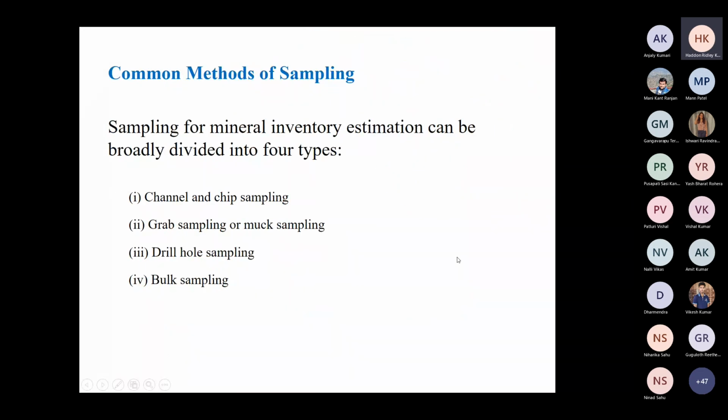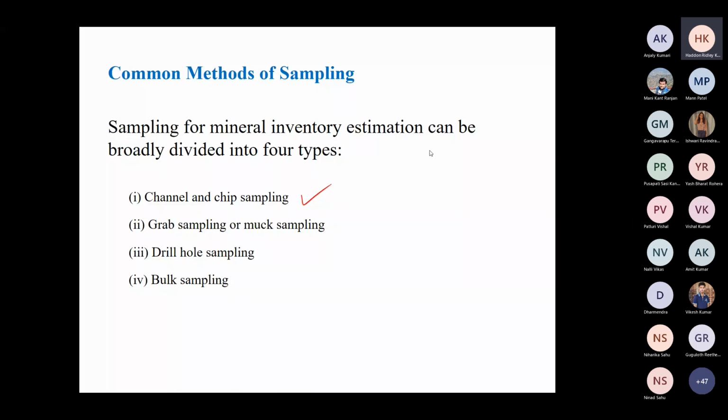Sampling for mineral inventory. This will be the last slide. I will not speak anymore, that will be too much. Sampling for mineral inventory estimation can be broadly divided into 4 types. Number 1 is channel and chip sampling. Please write it down before we come to an end to this class. Channel and chip sampling: fairly similar, but not the same, slightly different.